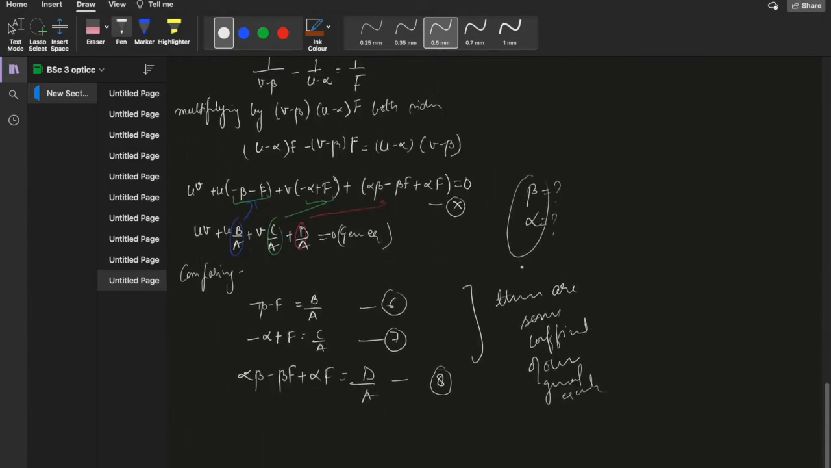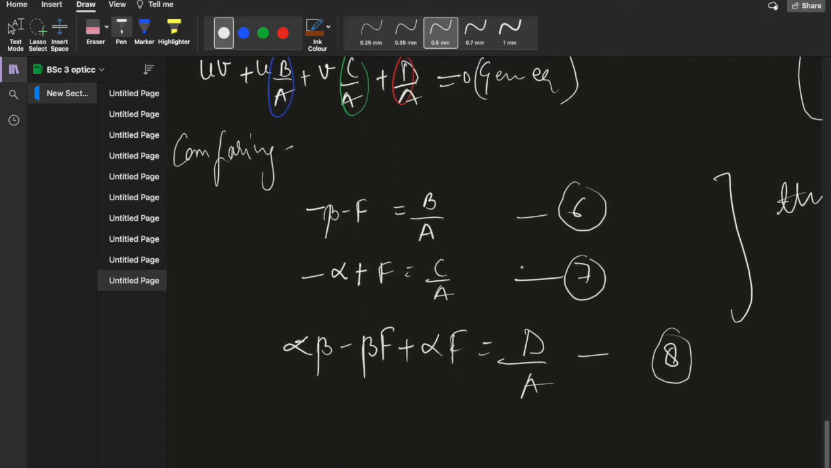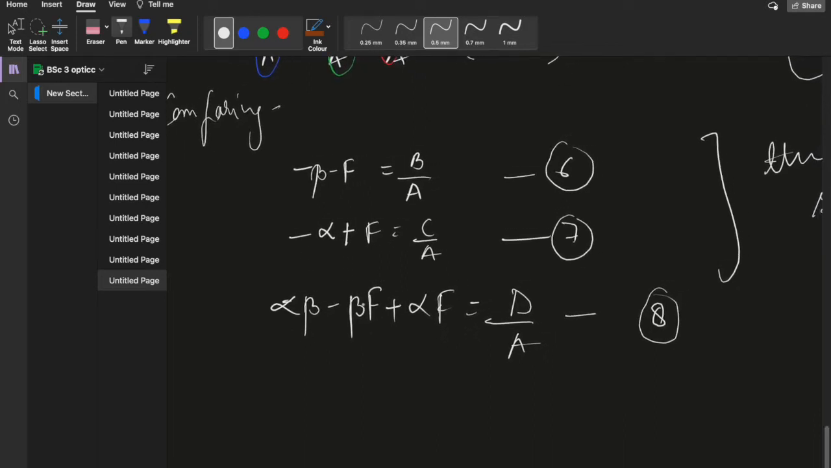We had determined the values of the coefficients for the generalized equation. So these were our coefficients b upon a, c upon a, d upon a, which are in terms of cardinal points and equivalent focal length. If we have to calculate the value of beta and alpha or capital F, for that we have to do just some mathematics.